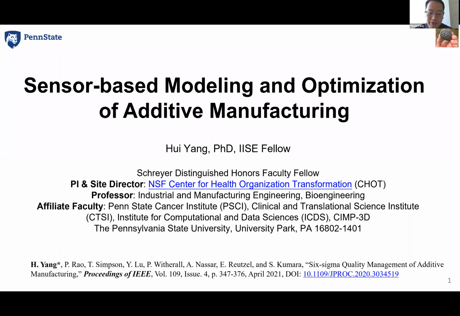He's also a department editor for IISE Transactions on Healthcare Systems Engineering and associate editor for IISE Transactions, IEEE Journal of Biomedical and Health Informatics, IEEE Transactions on Automation Science and Engineering, IEEE Robotics and Automation Letters, and Quality Technology and Quantitative Management, and also an associate editor for proceedings of IEEE CASE, IEEE EMBC, and IEEE EHI.